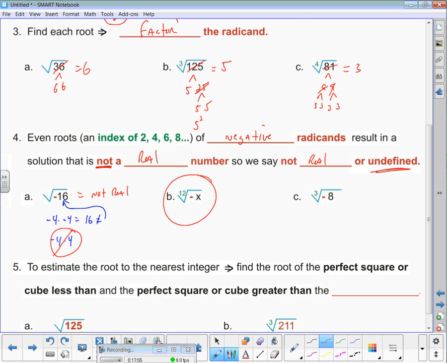Second one, oh, the 12th root of negative x. I don't care what's in there. It's an even root of a negative radicand, and guess what? We say not real, not real.